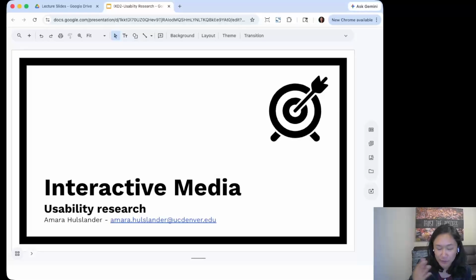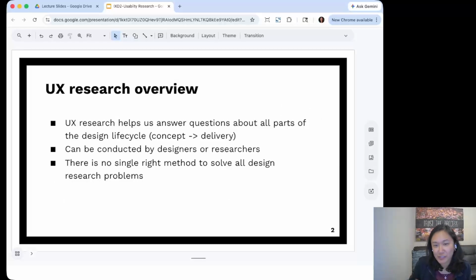So before we can go into that, let's just get a quick background as to what user research and usability research is and what the differences are. So UX research is essentially a practice that helps us, designers, researchers, product folks, engineers, be able to answer questions about all parts of the design lifecycle, from coming up with a product concept to writing the copy and designing the screens to prototyping and testing and then delivering it and launching it to the public.